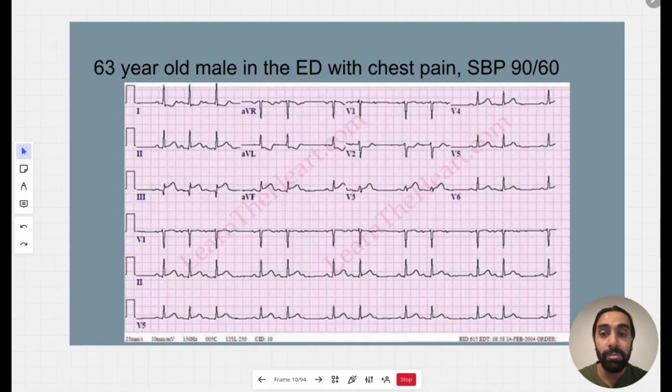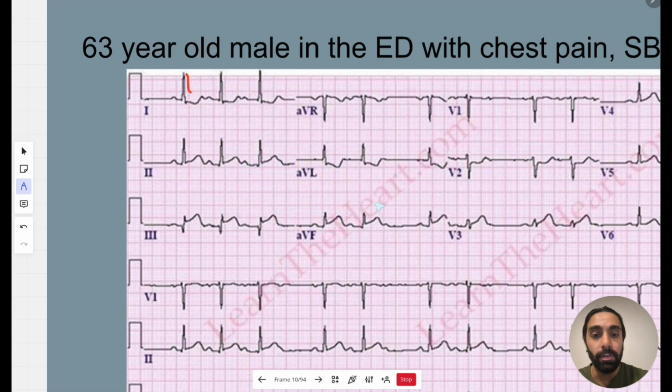So when you have a prolonging PR interval with dropped QRSs, you should be thinking about second degree, because either second degree type 1 or type 2 can cause dropped QRSs. So the one where PR gets longer, longer, longer, think about second degree type 1.